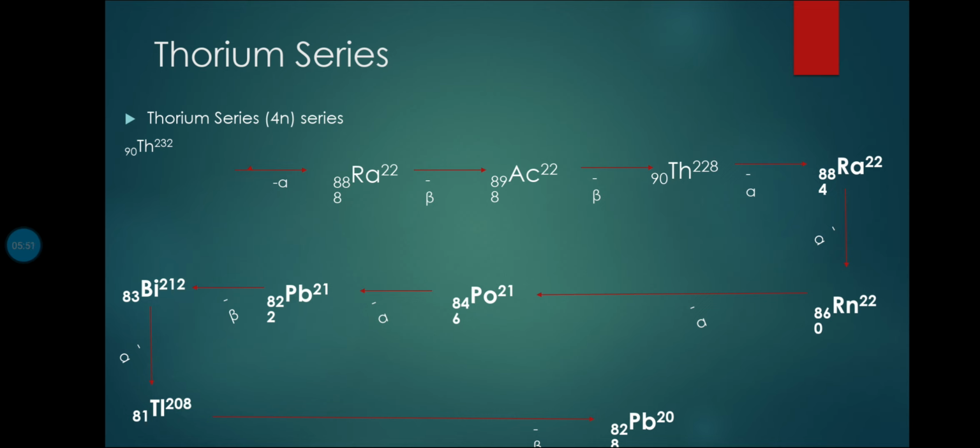The thallium 208, it emits a beta particle. Since a beta particle is emitted, the atomic number increases by 1. 81 plus 1 is 82. The 82 is lead, and at the same time there is no change in the mass number.